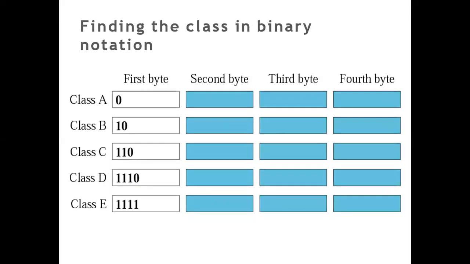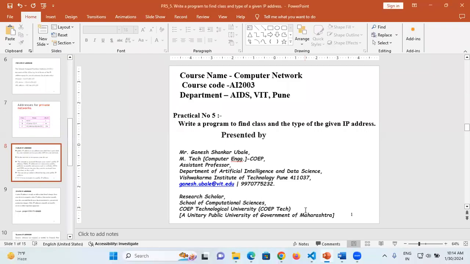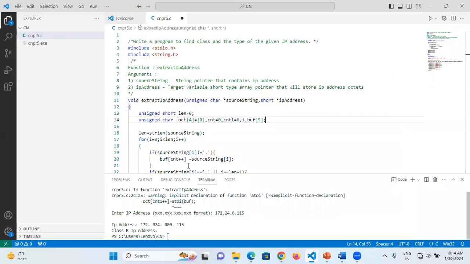Yes. So this is the theoretical part. Now we will implement it. I have taken code here. I'm using C programming, but we can use any other programming language to find the IP address and its class. So in C programming, first the 2 header files. Now I use a function, that is, extract IP address.